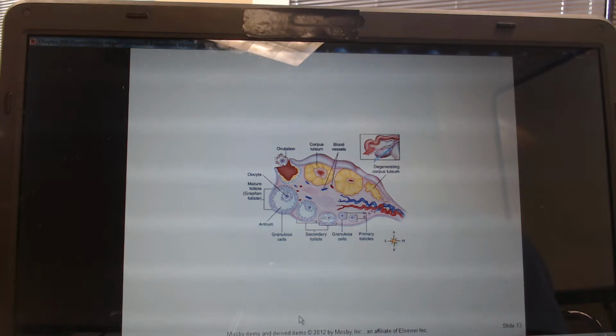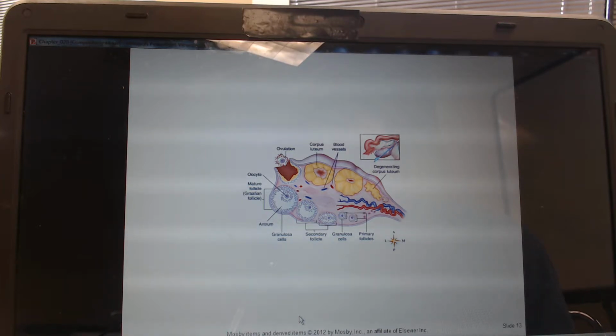So that's how it can trick the body into thinking that it's already ovulated and work as a form of birth control. But the corpus luteum has a limited lifespan under normal circumstances, and it will actually degenerate and be rid from the body at the end of its lifespan.